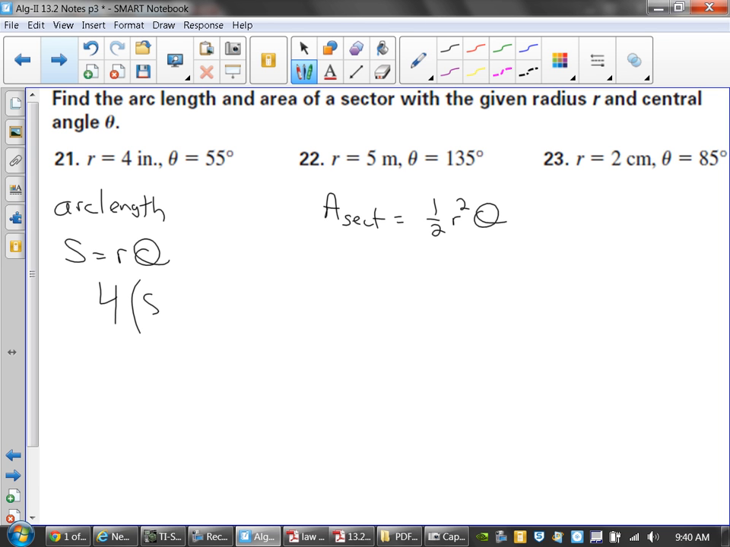4 times 55 times pi over 180. Again, in this case, I can divide it top and bottom by 2. How many 5s are in 90? 18, good. So there's 18 here, an 11 here, and then 2 goes into 18. So you get 11 pi over 9.